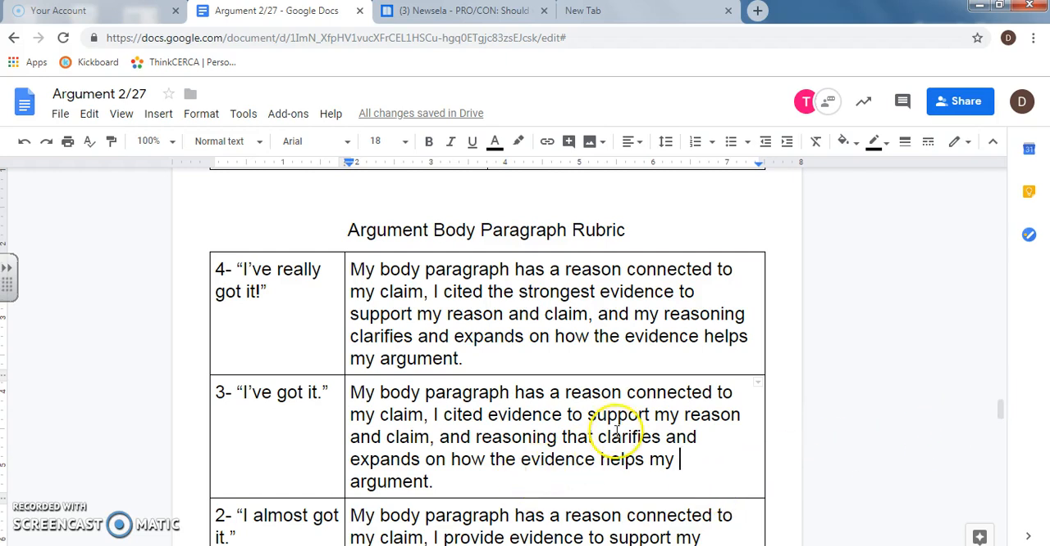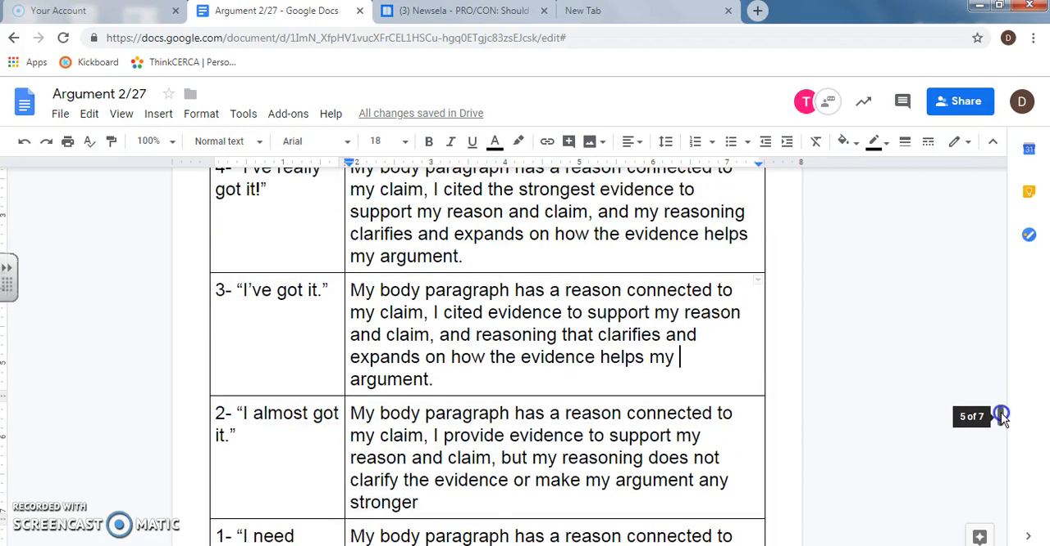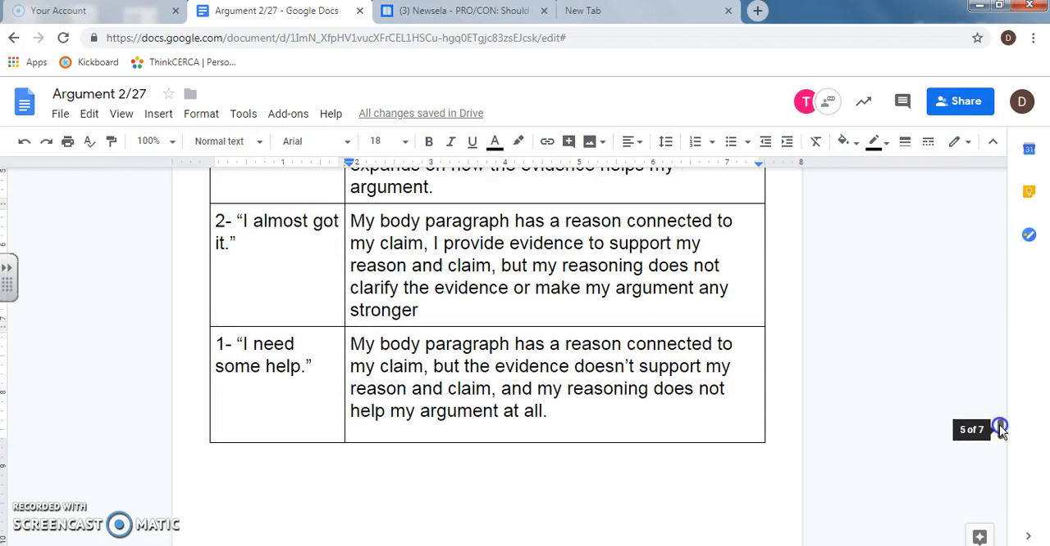Remember, your reasoning clarifies and expands on how the evidence is helping your argument, what it means, and how it helps you prove your reason for that paragraph and your claim for your whole essay. Okay, so you know now exactly what we're looking for when we say argument body paragraphs, which we're practicing now and you'll use in your 5-paragraph essay later on. Okay, so you have that rubric, study it, memorize it, so you know how to get a 3 and a 4.